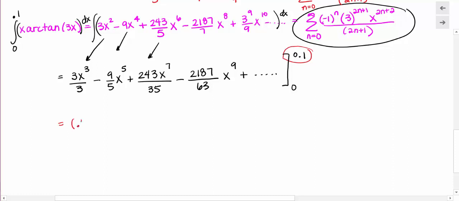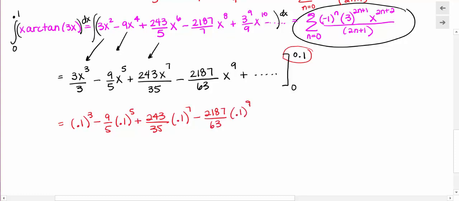So this will just become 0.1 cubed minus 9/5 times 0.1 to the 5th plus 243 over 35 times 0.1 to the 7th minus 2,187 over 63 times 0.1 to the 9th. And I haven't even begun to see if that reduces. It doesn't matter. Okay, and then I do have minus 0, plus 0, minus 0, dot, dot, dot, once I substitute in that 0.